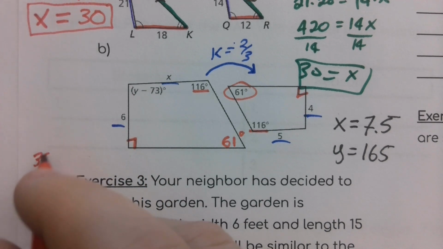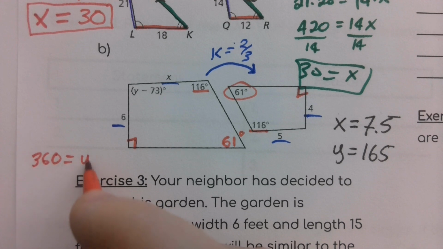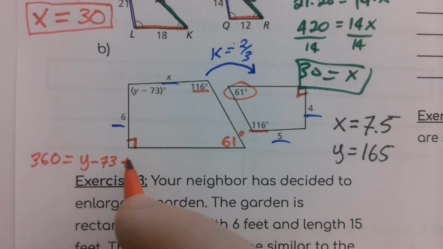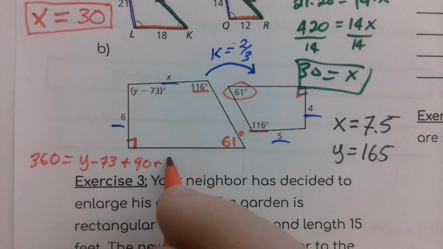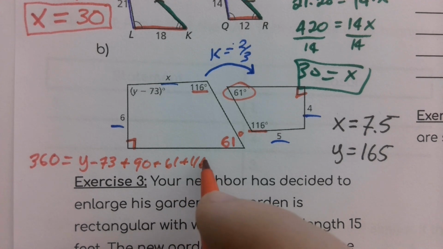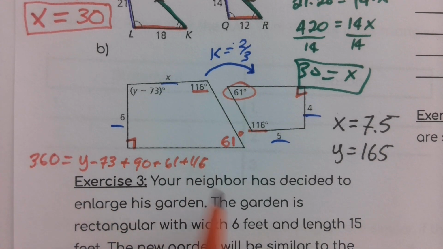My recommendation is to set up an equation that equals 360. 360 should equal all of our sides added together. Because all of our sides add together to make 360, we can use this to solve for y. Nice.